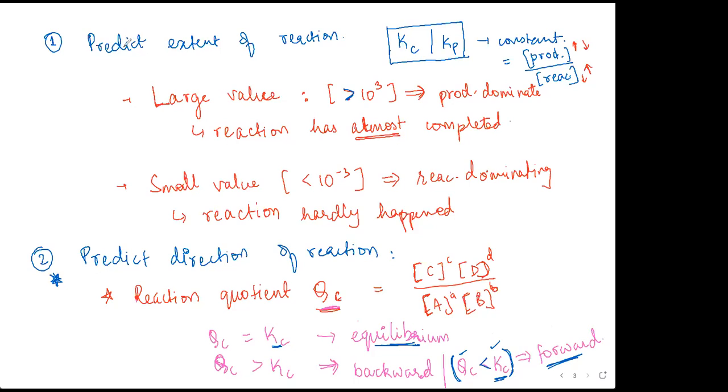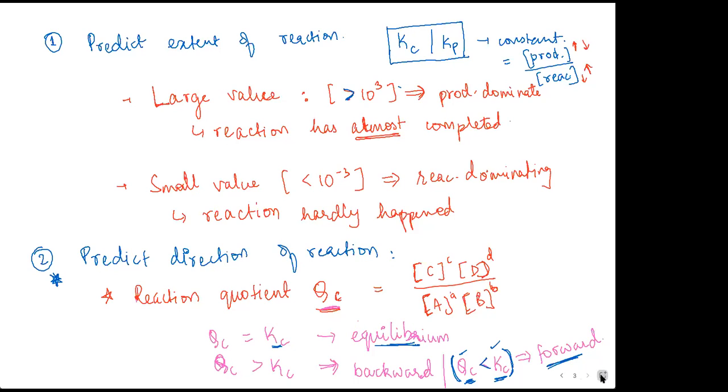So based on this, you want the maximum extent of reaction to take place, and you want the reaction to keep going. You don't want the reverse reaction to happen because you want to keep getting more and more product. So you can choose the ideal temperature for your reaction. You can keep ensuring that the reaction will take place based on your QC in comparison with KC.